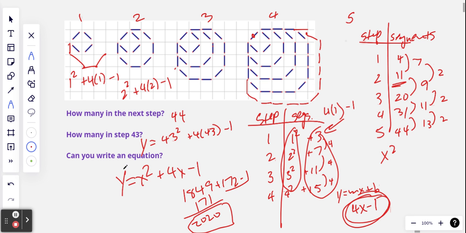Well, how did that one go for you? I think this one is actually wicked hard. Did you get 44 for step 5? If you did, kudos to you.